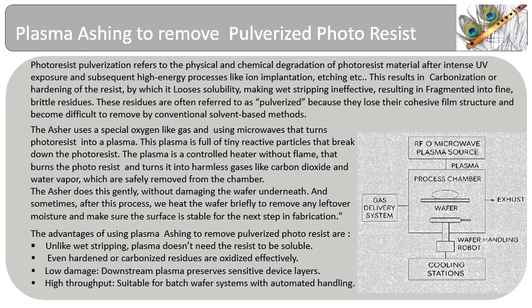Plasma is full of tiny reactive particles that break down the photoresist, which leads to carbonization or hardening of the resist. These residues are often referred to as pulverized, and they lose solubility, making wet stripping ineffective.